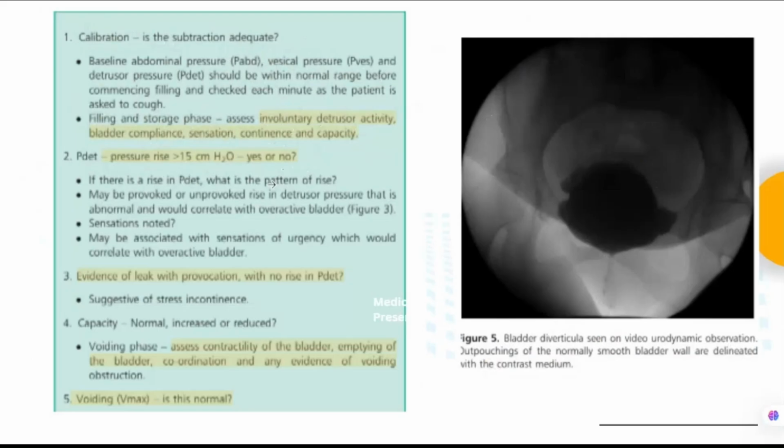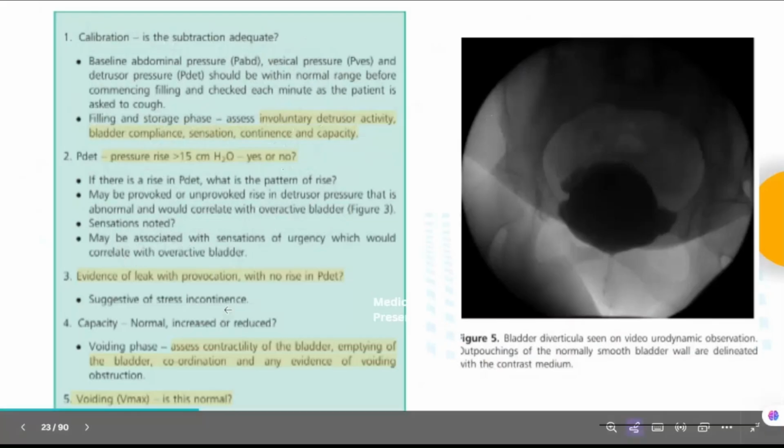Whether it is provoked or unprovoked, a rise in detrusor pressure that is abnormal would correlate with overactive bladder. That means you are dealing with an overactive bladder. Are there any sensations? That means, whether it is associated with the urge to pass urine, that also we need to note down. It may be associated with a sensation of urgency, which would correlate with overactive bladder.